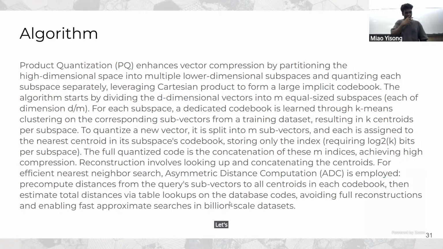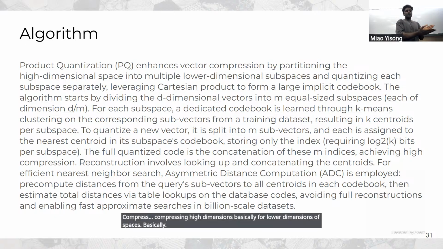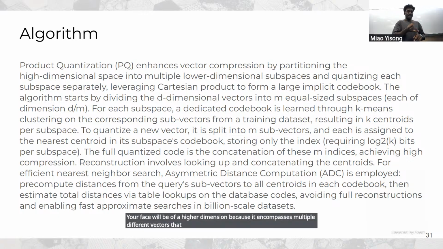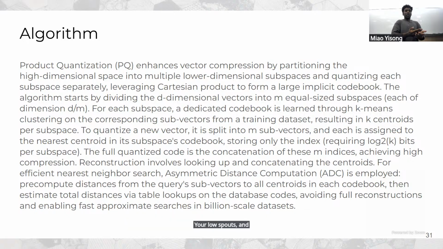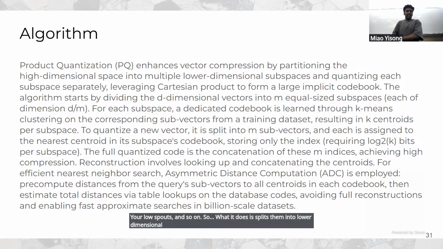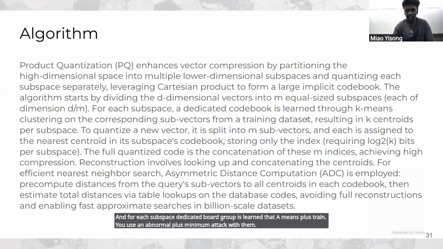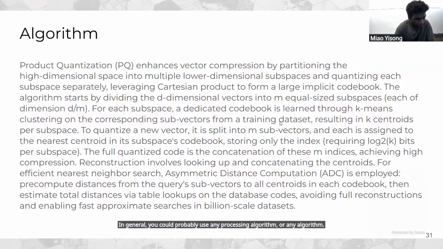Let's talk more. Product quantization enhances vector compression by compressing high dimensional spaces into lower dimensional subspaces. Using the face analogy, your face will be of a higher dimension because it encompasses multiple different vectors like your eyes, your nose, mouth, and so on. So what it does is it splits them into lower dimensional subspaces and then forms a large code book. The code book is your product quantization codes. Then for each subspace, a dedicated code book is learned from k-means clustering. You use a normal clustering algorithm. In general, you could probably use any clustering algorithm. But yeah, that's pretty much the idea behind product quantization.